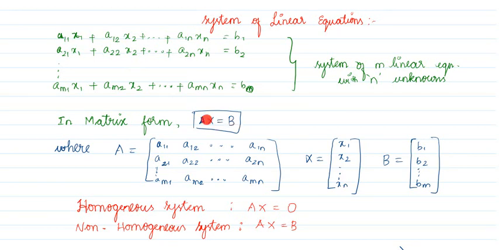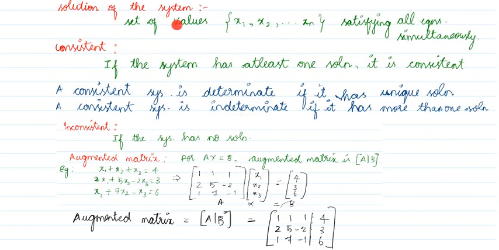Ax equal to B is a non-homogeneous system, and there is another type called a homogeneous system where Ax equal to 0. If the B values are all 0, 0, 0, etc., then the system becomes a homogeneous system. We will see how to solve these two types of systems separately. And what is the solution? The set of values x1, x2, etc. to xn is the solution of the given linear equations.